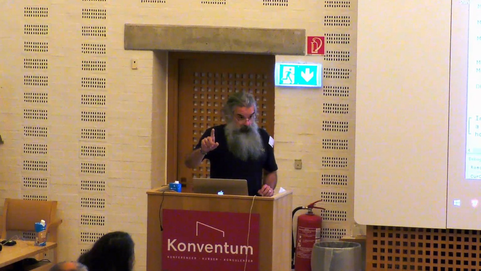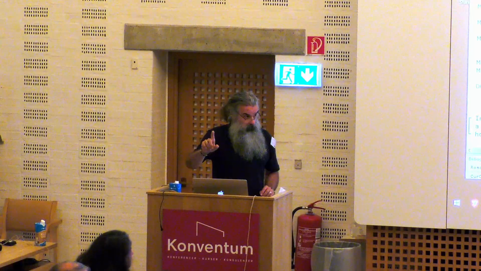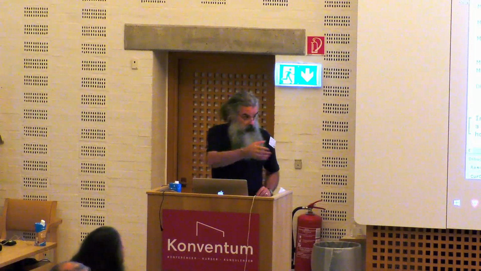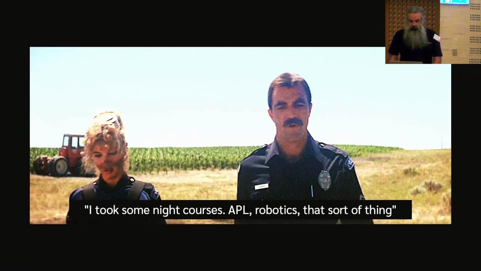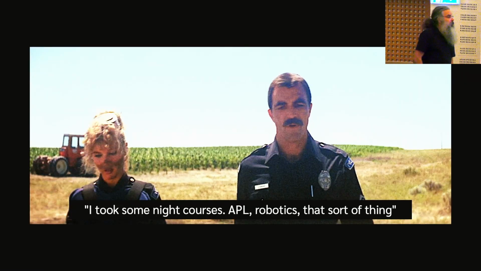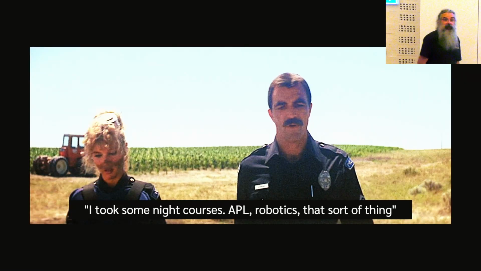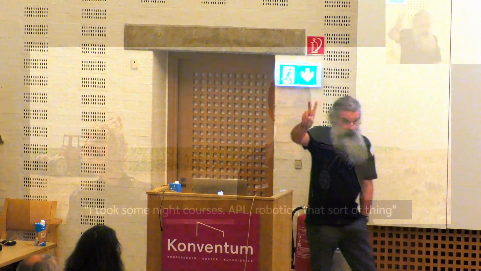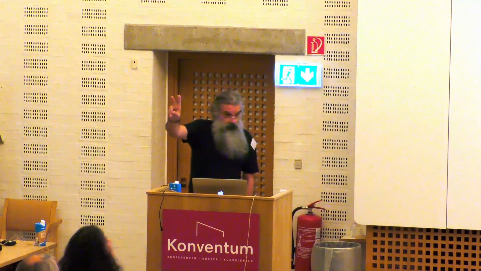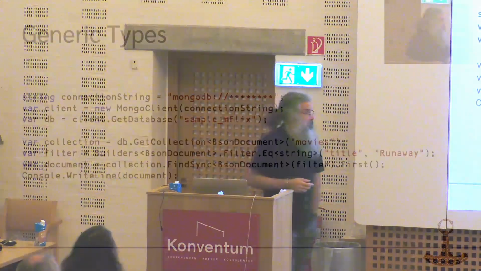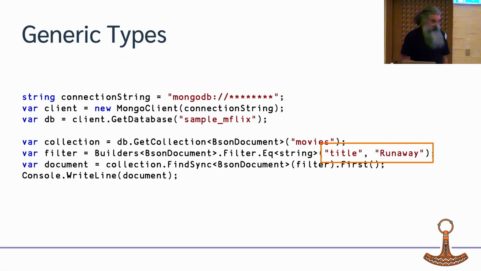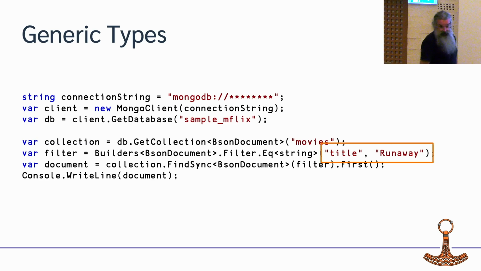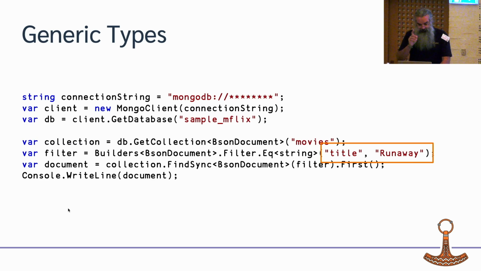Spot quiz, who knows why I chose the movie Runaway? Anyone else? Tom Selleck's character mentions APL. Tom Selleck says, "I took some light courses, APL, robotics, that sort of thing." That's why I picked that movie. I said there were 2 reasons. Anyone know what the other reason was? So it fit on the slide. I didn't have room for Back to the Future there, which is what Bjorn gave me at the beginning.